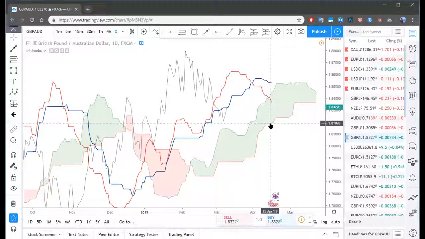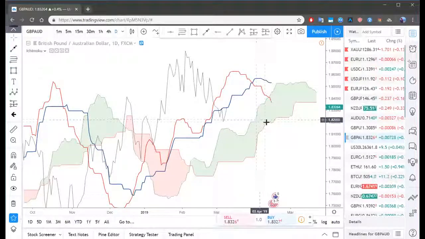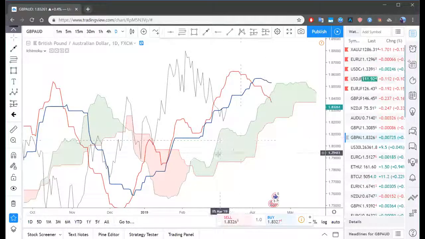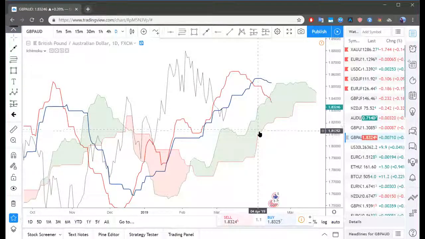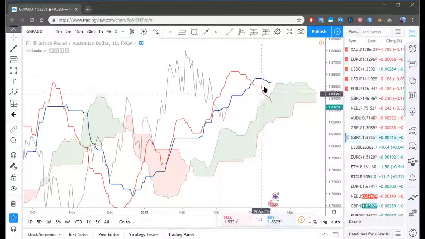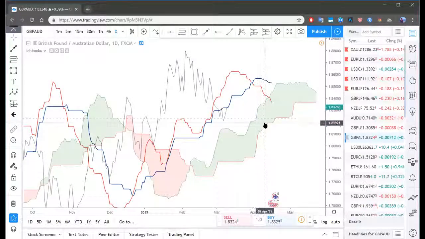So these two lines, leading span A, leading span B, in between is called the cloud, and in between these areas is considered trendless. So you don't have a directional bias, and the lines of the cloud are considered support and resistance. Everything on the cloud you see, this line, this line, this line, this line, everything can be used as support and resistance.